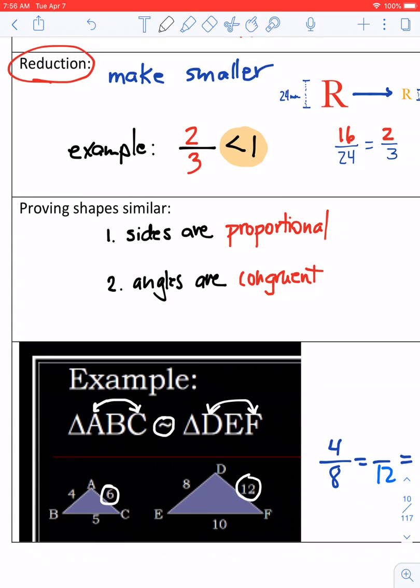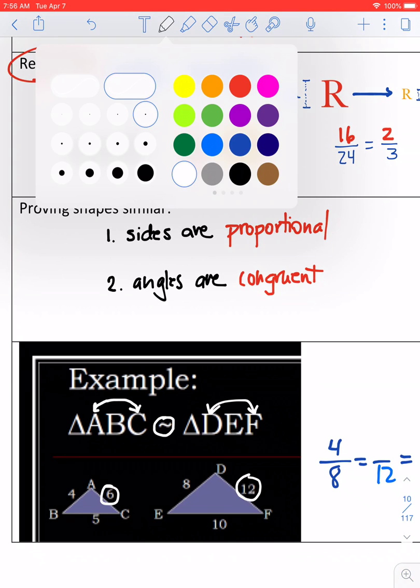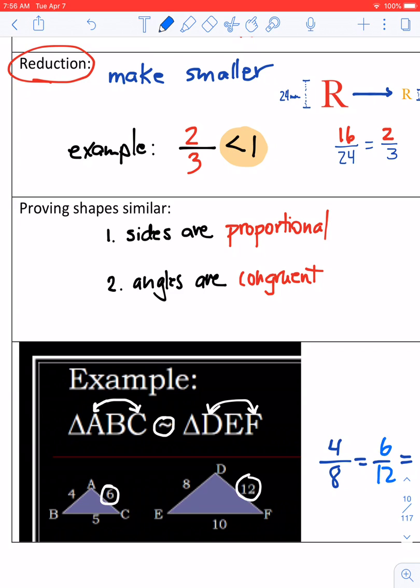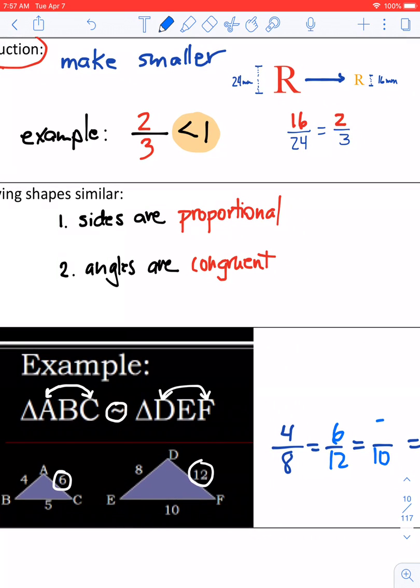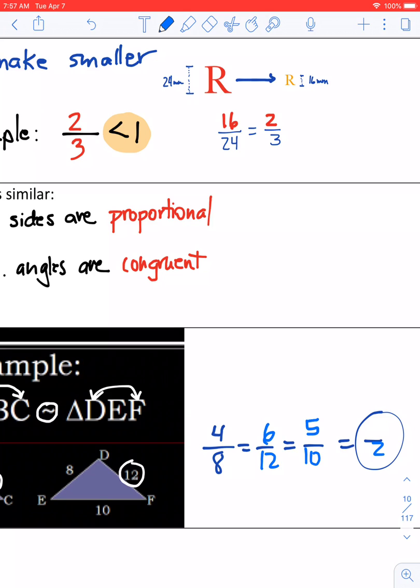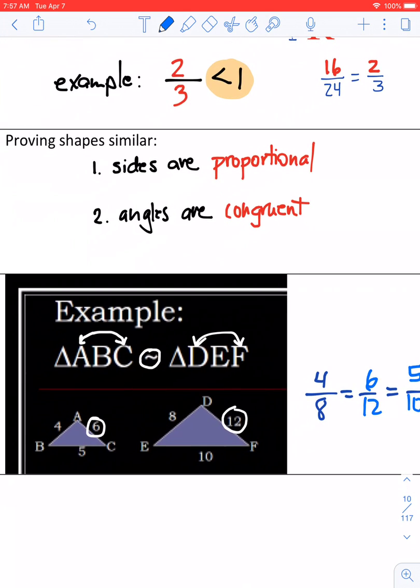So we can set up the ratios to prove that these two are similar. 4 is to 8, as 6 is to 12, as 5 is to 10. And notice all those ratios stay constant. They're all 1/2. Okay? We could have flipped these ratios around too. When I'm proving that the sides are proportional, it doesn't really matter how you start off, whether you go with 8/4 or 4/8. Okay?